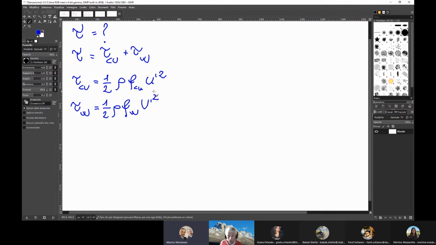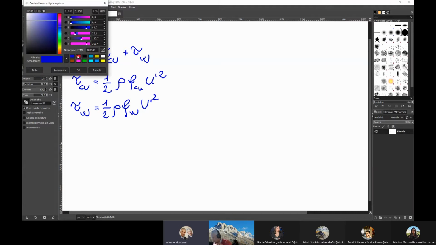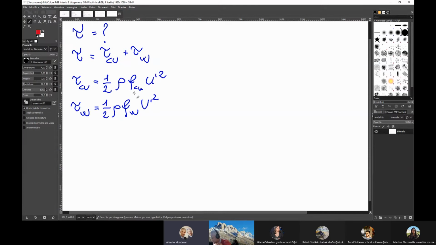Now, here, the friction factor is, let's discuss it later. It's relatively simple. Let's say that this is something that we can estimate basing on the literature. So this one and this one. The density of seawater is not a problem. We know it. And now we have to discuss how to estimate these two velocities.